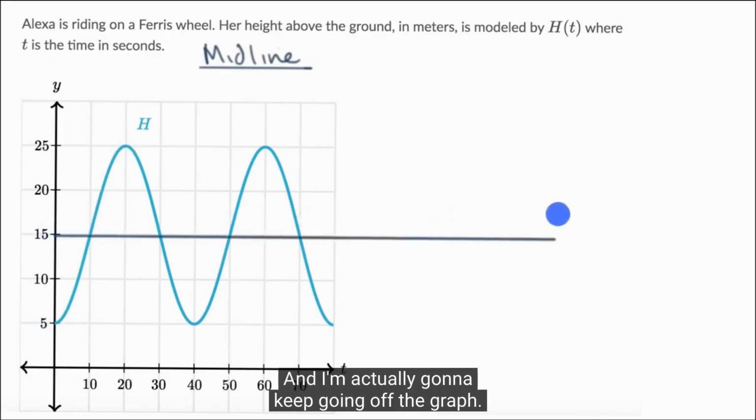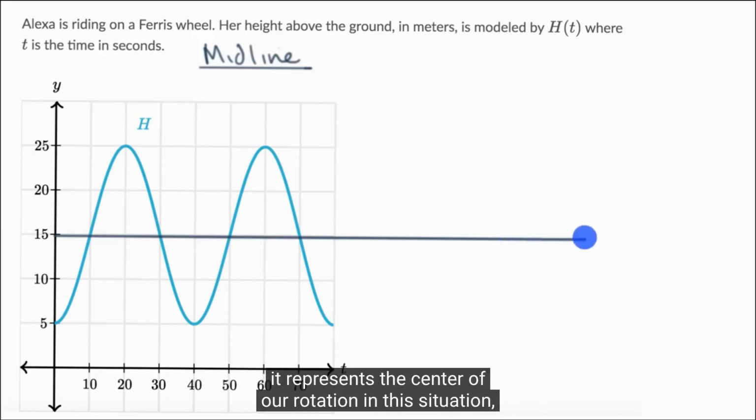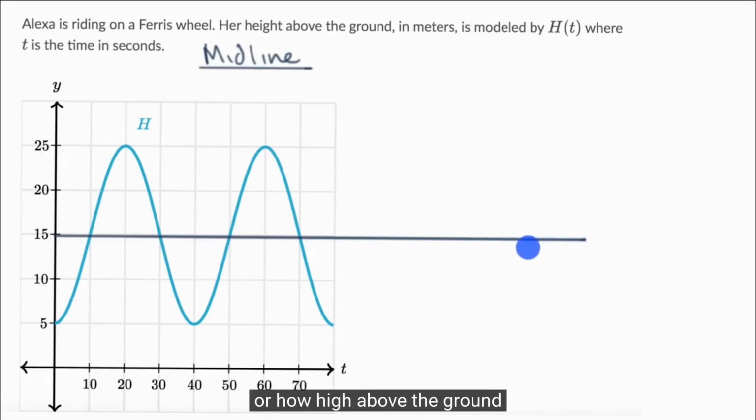And I'm actually going to keep going off the graph. And the reason is to help us think about what does that midline even represent. And one way to think about it is it represents the center of our rotation in this situation, or how high above the ground is the center of our Ferris wheel.